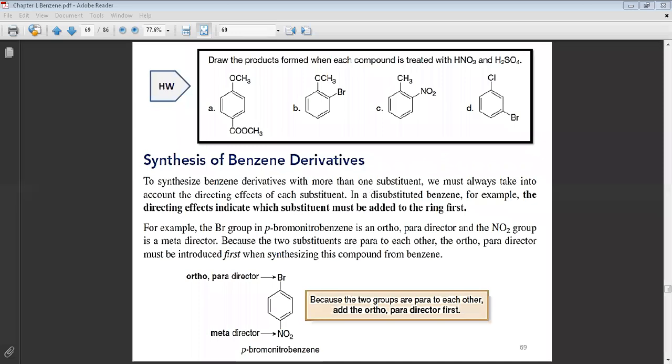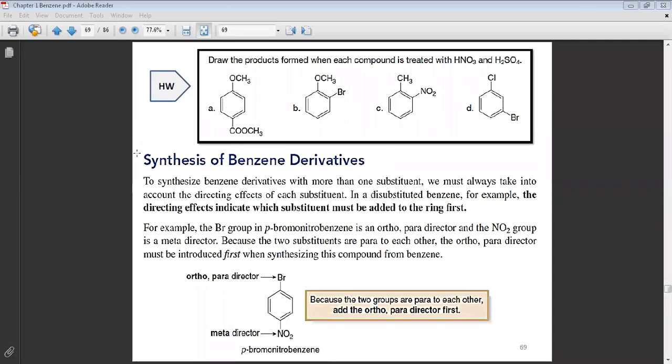Today we will continue our subject, inshallah, with synthesis of benzene derivatives. As you know, I will explain. If you have any question, please ask, no problem. Now, synthesis of benzene derivatives. That means from benzene we can synthesize many compounds.